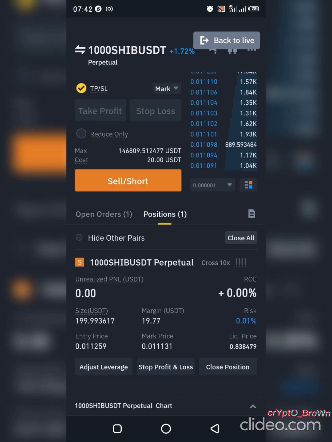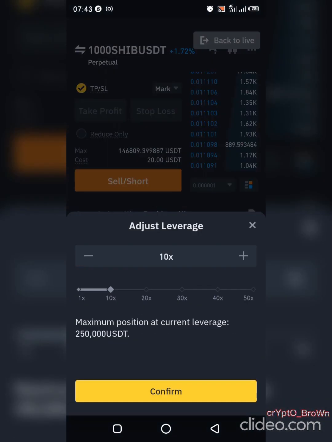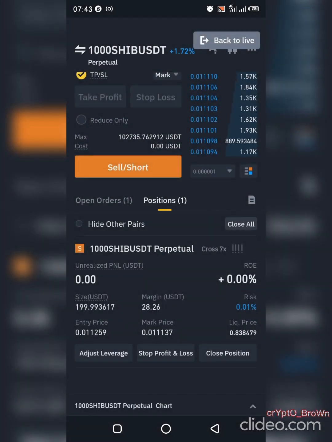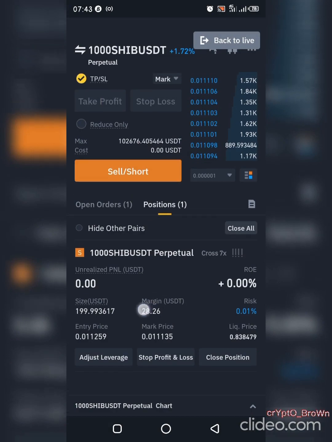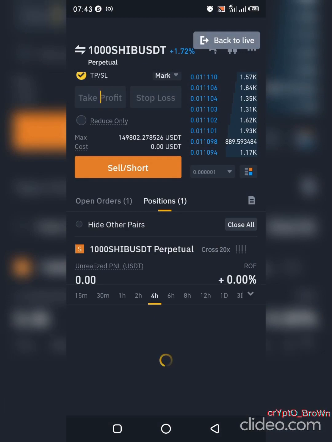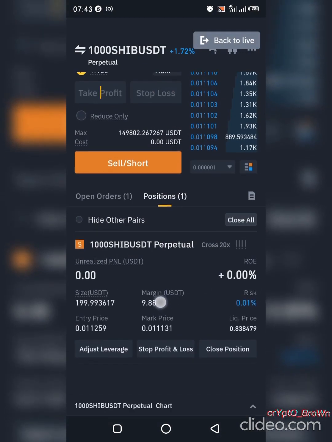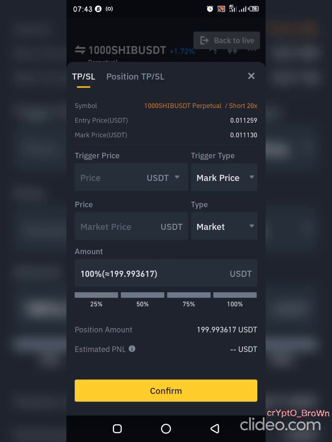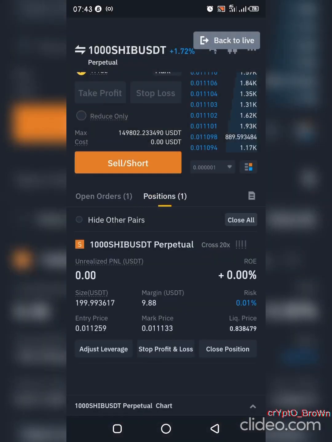And maybe the leverage that you use, you do not want to use that leverage, so you can just reduce it. Maybe you wanted to use 7x leverage, so you can just reduce your leverage and your margin cost will also change. Maybe when you increase your leverage, your margin will also change. All right, now since we forgot our take profit and our stop loss, we just click on the button over here.